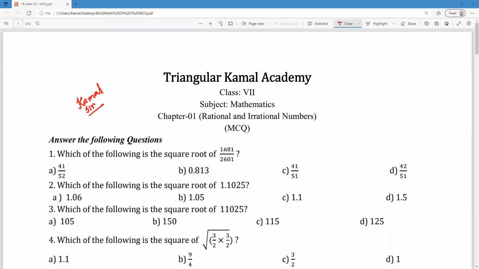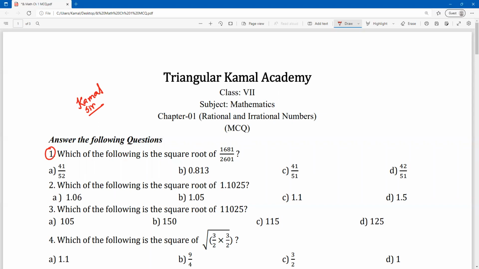In this content, we are going to discuss the most important MCQs from chapter 1 for the students of standard 7. Dear students, let's see the MCQs. Inshallah, in this content, we will try to discuss all types of MCQs from this chapter. So, first MCQ, number 1.